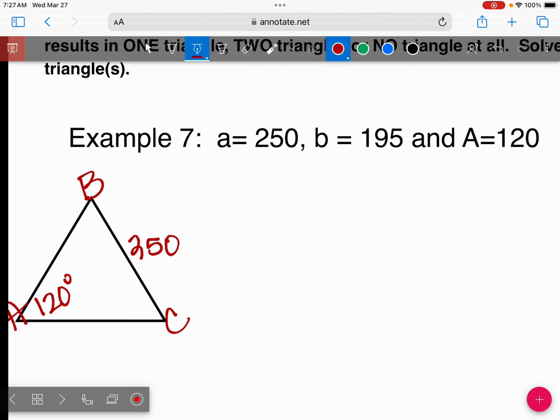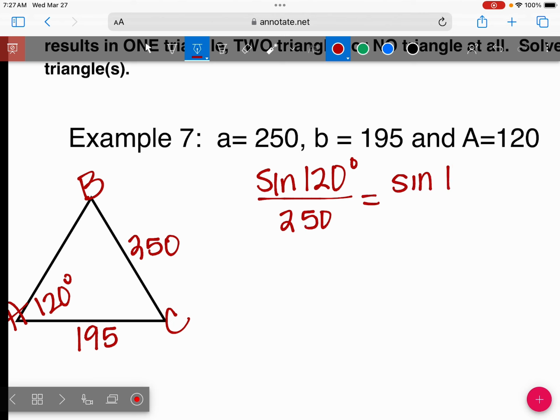All right, so let's start off by finding what would angle B equal. So we have the sine of 120 over 250 equals the sine of angle B over 195. So go ahead, cross multiply. Now, because we're looking for an angle, we will have to do the inverse.